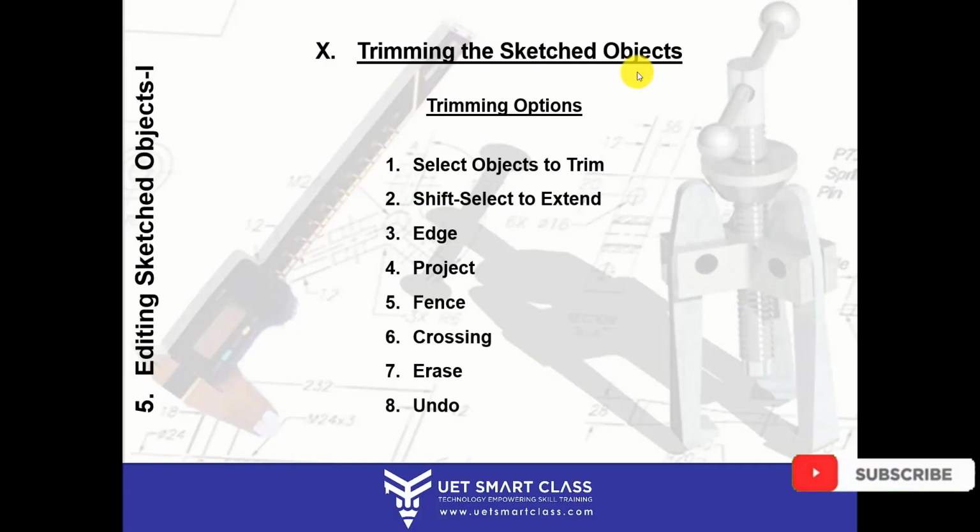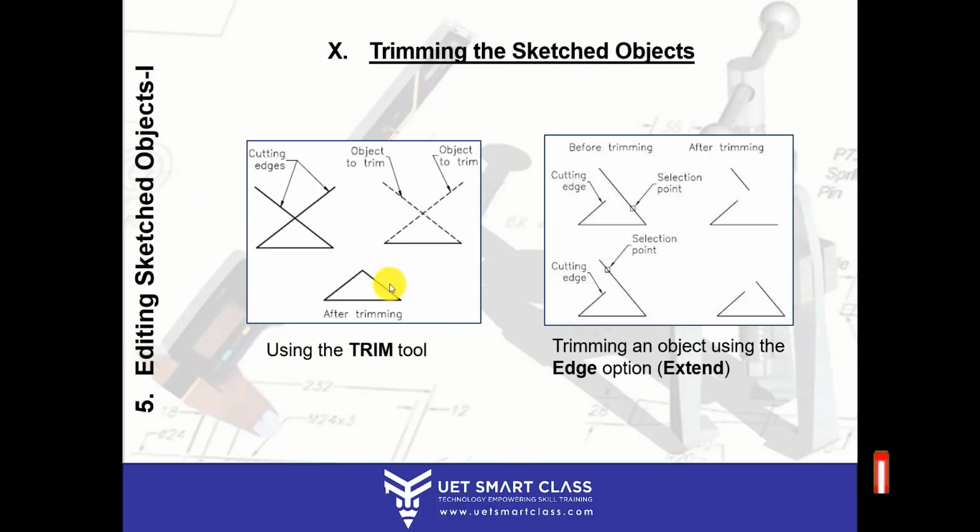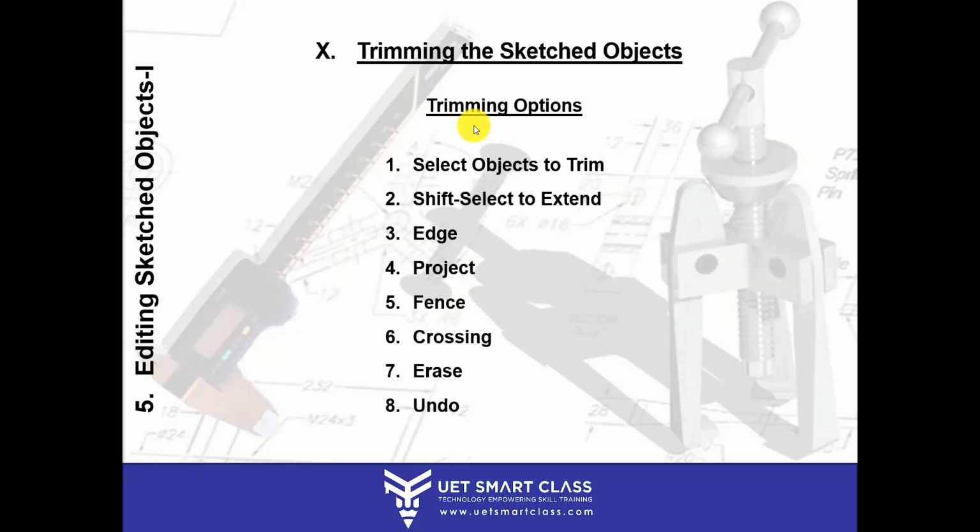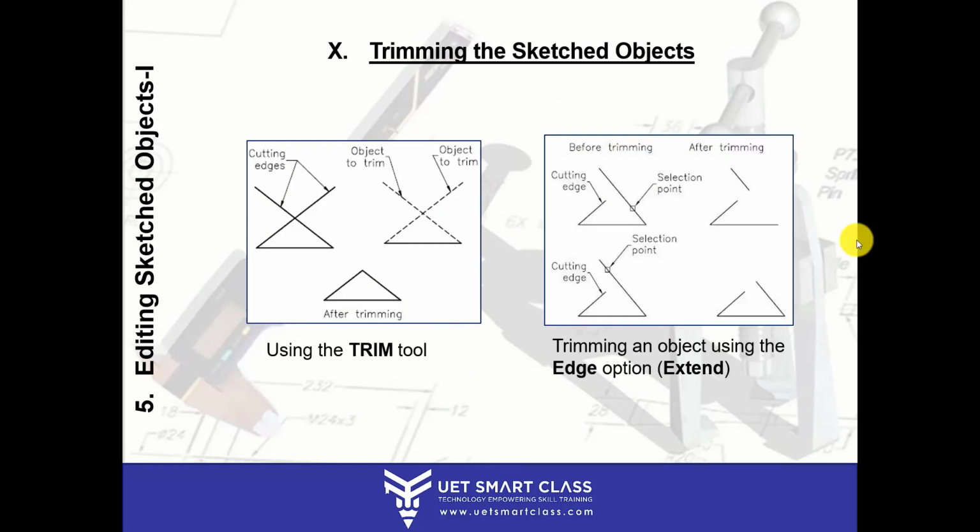Okay, that's all there is in trim. So the trimming tool is basically, in short, for trimming extra edges. So you have different methods of using this trim. So that's all there is in trim. Try practicing by drawing some objects on your screen and try doing the trimming by all the methods.